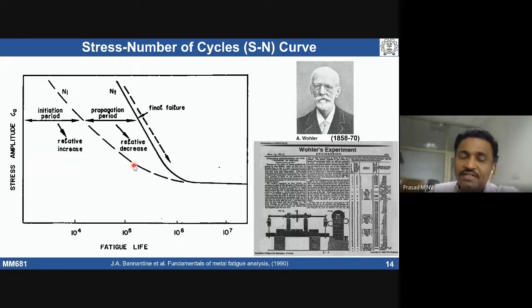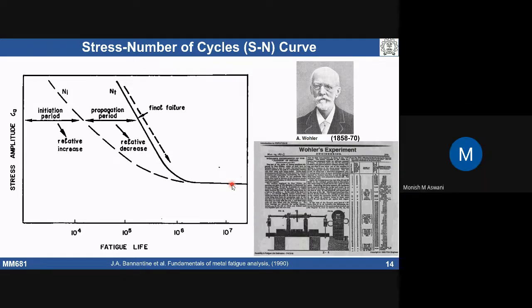This curve is typically called the SN curve. The final curve you get is simply the stress versus number of cycles curve. It's also called the Wöhler curve. Any doubts here?